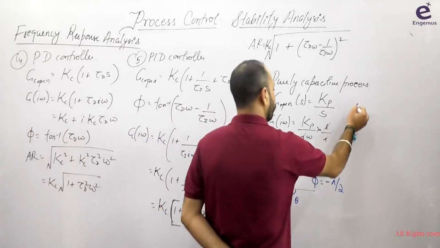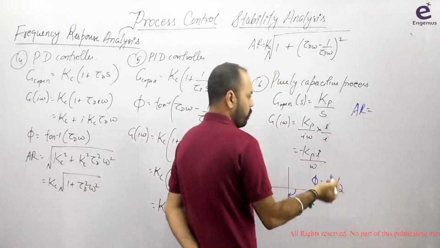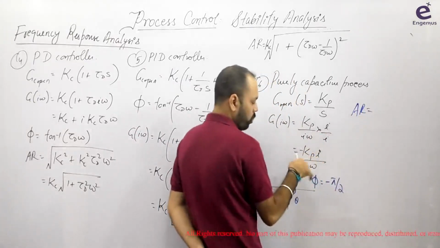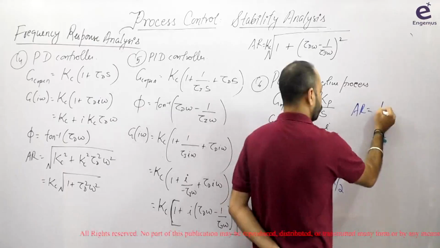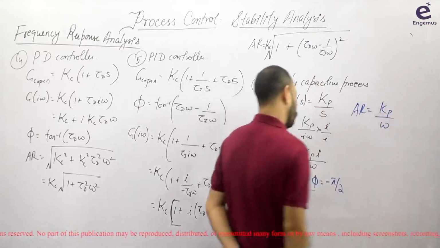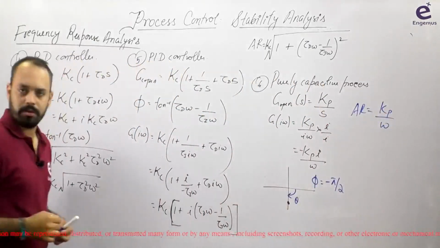AR, what is AR for this? Kp by omega, square root of Kp square by omega square, so that is Kp by omega. AR, correct? Purely capacitive, right?